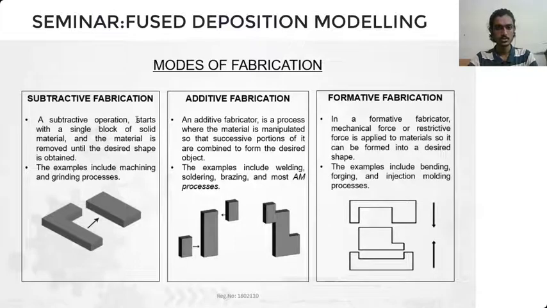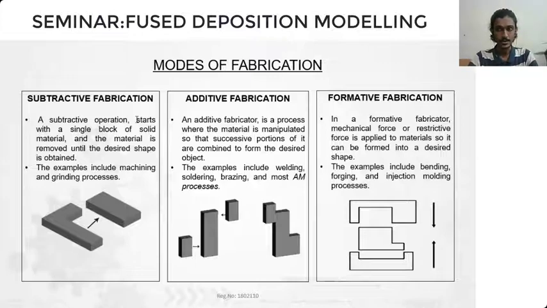Modes of fabrication. We have mainly three major modes, namely subtractive, additive, and formative fabrication. In subtractive fabrication, a large solid is reduced by removing material to the desired shape. It involves machining and grinding processes. In additive fabrication, multiple layers of the raw material are combined together to form the desired object. Mainly it involves welding, soldering and all the additive manufacturing techniques and processes.